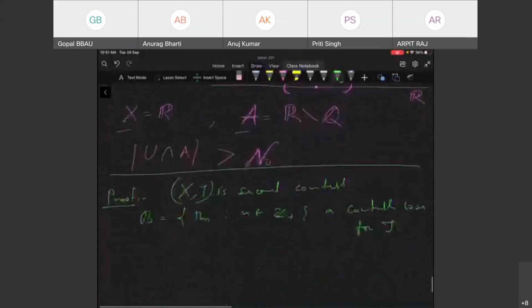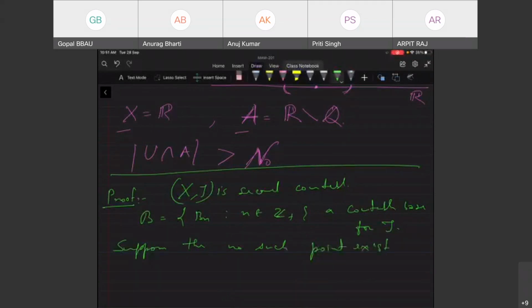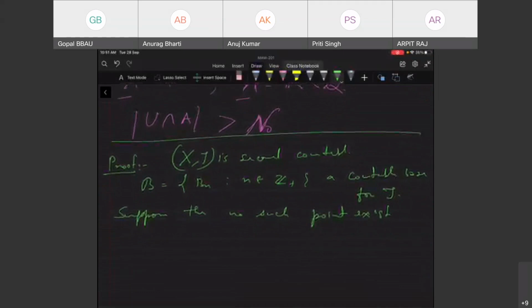Suppose that no such point exists. So this means for each x in A, there exists an open set G containing x such that G intersection A is countable.